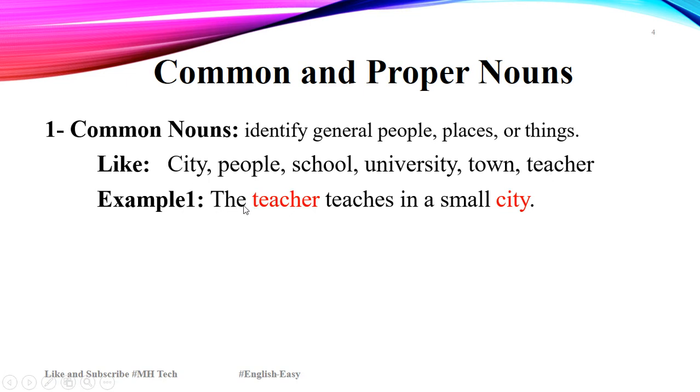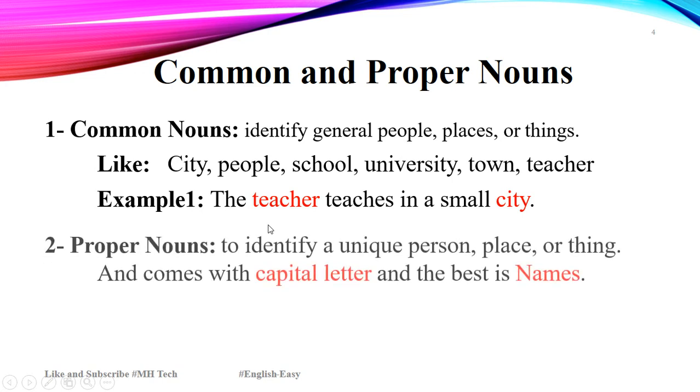We have an example here. The teacher teaches in a small city. So here we have teacher and city. We have two nouns here. Both of these nouns are common nouns. Teacher is common, and city is also a common noun here. The teacher teaches in a small city. Teacher is common, it's not a proper noun. And go to the next part.